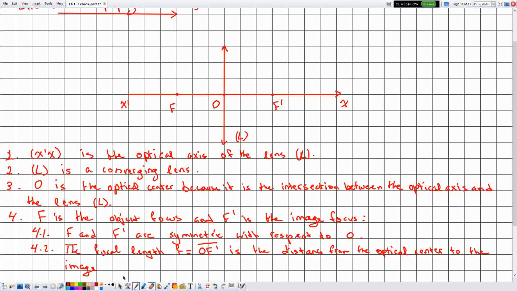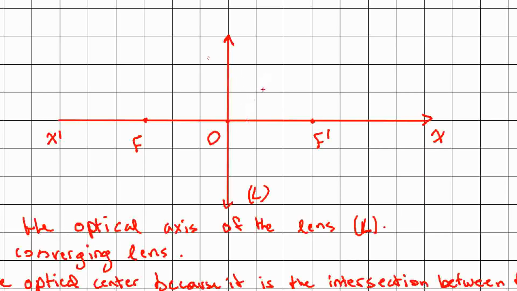Let's say here, from the optical center O to the image focus F prime. So what does the focal length represent? The focal length is the distance from the optical center to the image focus. This is the focal length. In this case, it is 3 divisions.